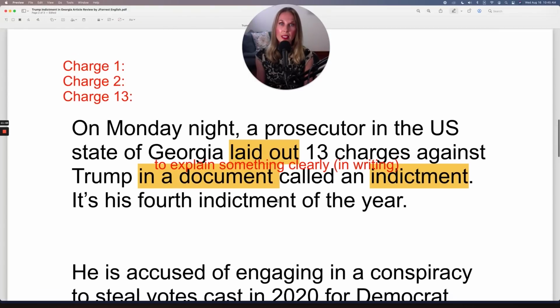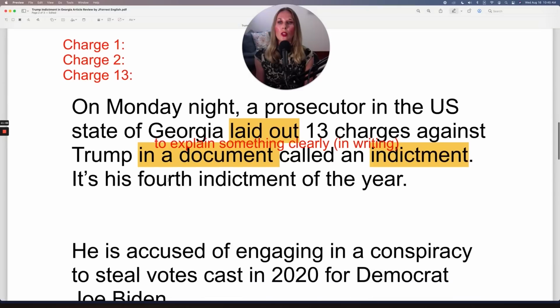It's his 4th indictment of the year. Notice here, 4th is an ordinal number. So before ordinal numbers, you need an article or a possessive pronoun here. So you could say it's the 4th indictment of the year. But because the indictment belongs to Trump, they use the possessive pronoun, his. It is, that's what this contraction represents, of course. It is his 4th indictment of the year.